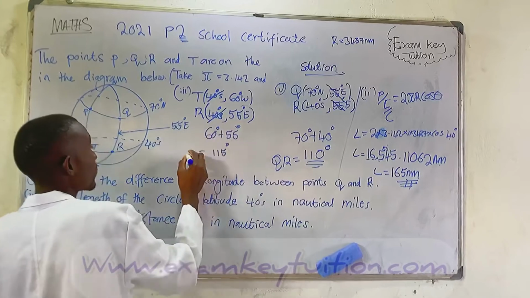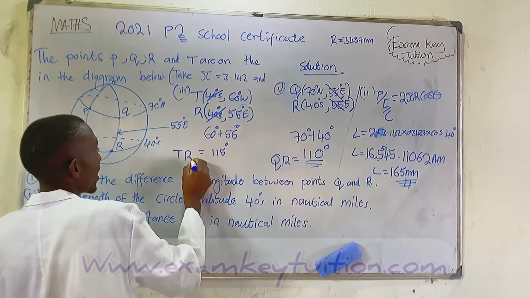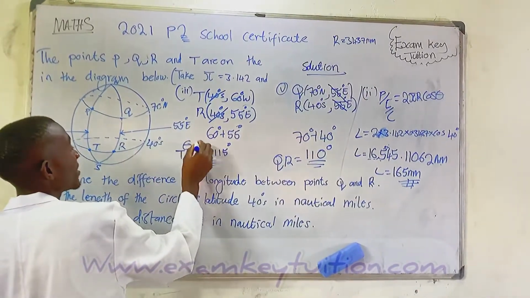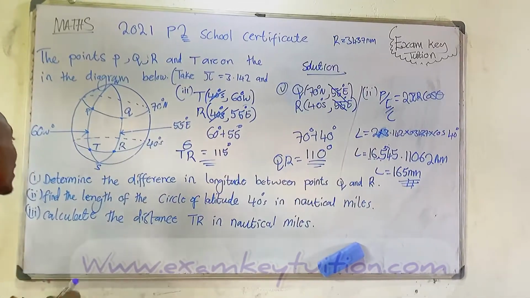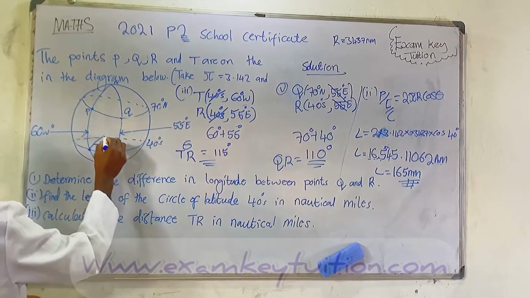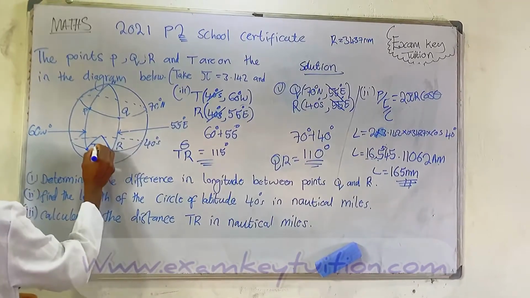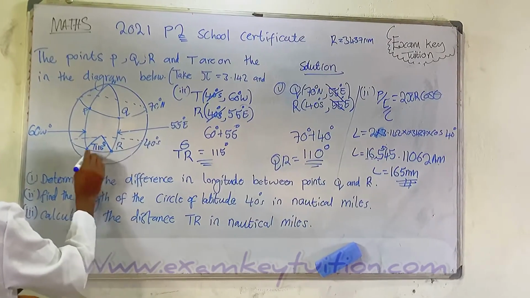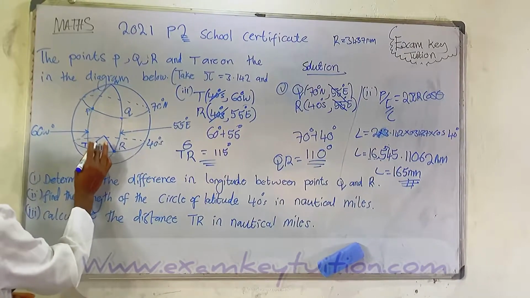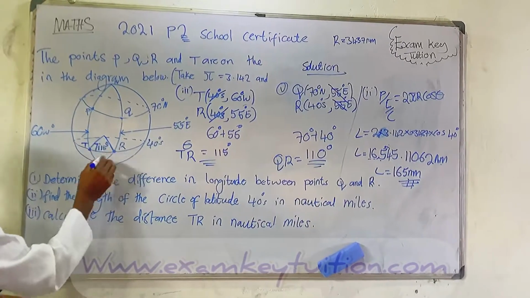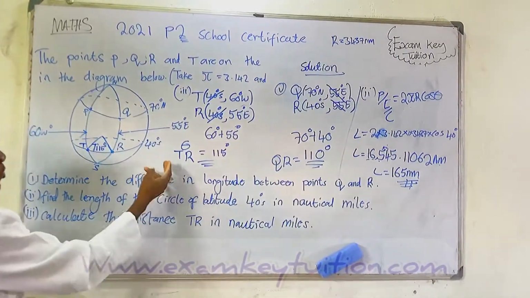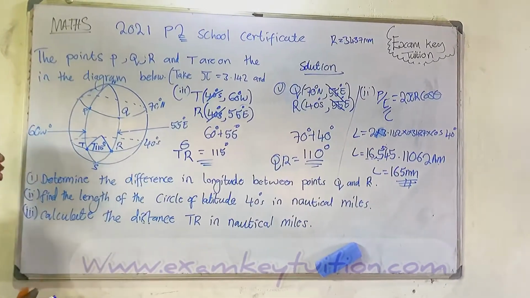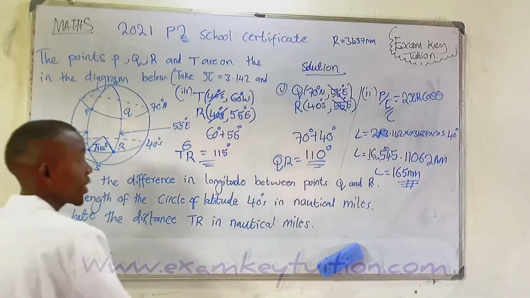So the 115 degree is the difference between T and R. Your difference is the theta, the angle between T and R. If you check T somewhere here, the difference between T and R is 115 degree. Now, since we have been told to calculate the distance, we need to introduce the formula for finding the distance. So I can create some space.